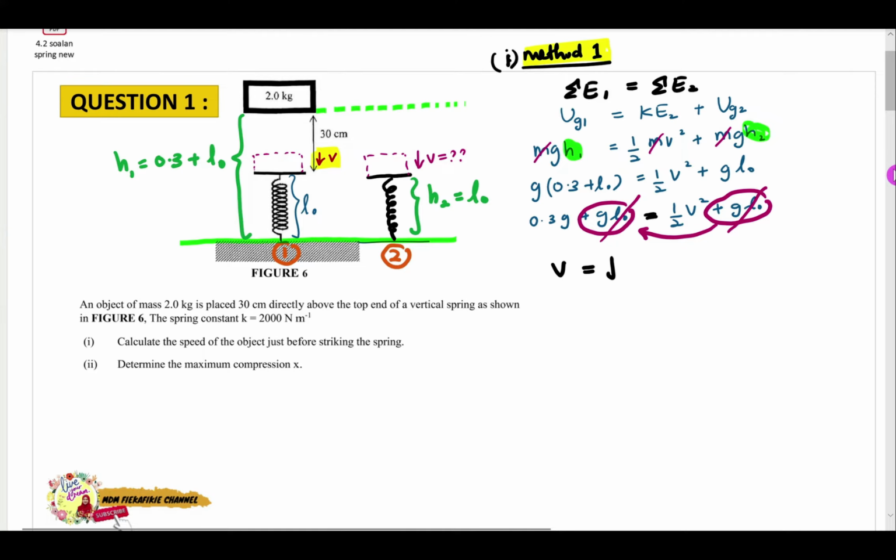V is equal to square root of 2 times 0.3 times 9.81, which is G from earlier. So the final answer, the value of V you will get is 2.43 meters per second. Okay, so this is the answer. Okay, that is the first method. Okay, the second method, we look at our reference line. Okay, now I will write the second method.